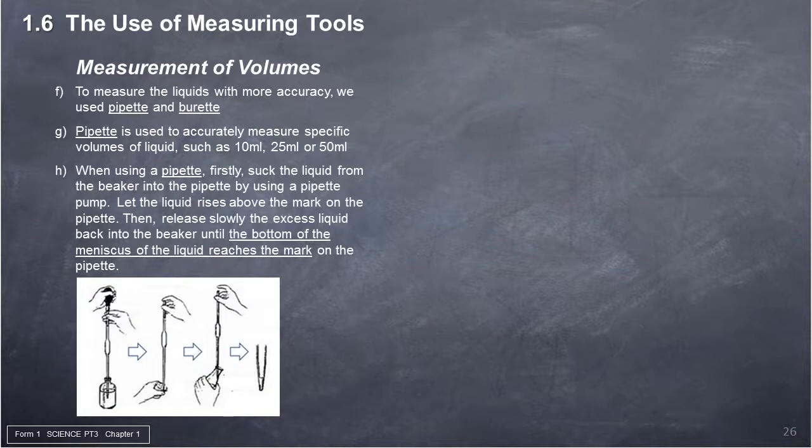firstly, suck the liquid from the beaker into the pipette by using a pipette pump. Let the liquid rise above the mark on the pipette. Then, slowly release the excess liquid back into the beaker until the bottom of the meniscus of the liquid reaches the mark on the pipette.